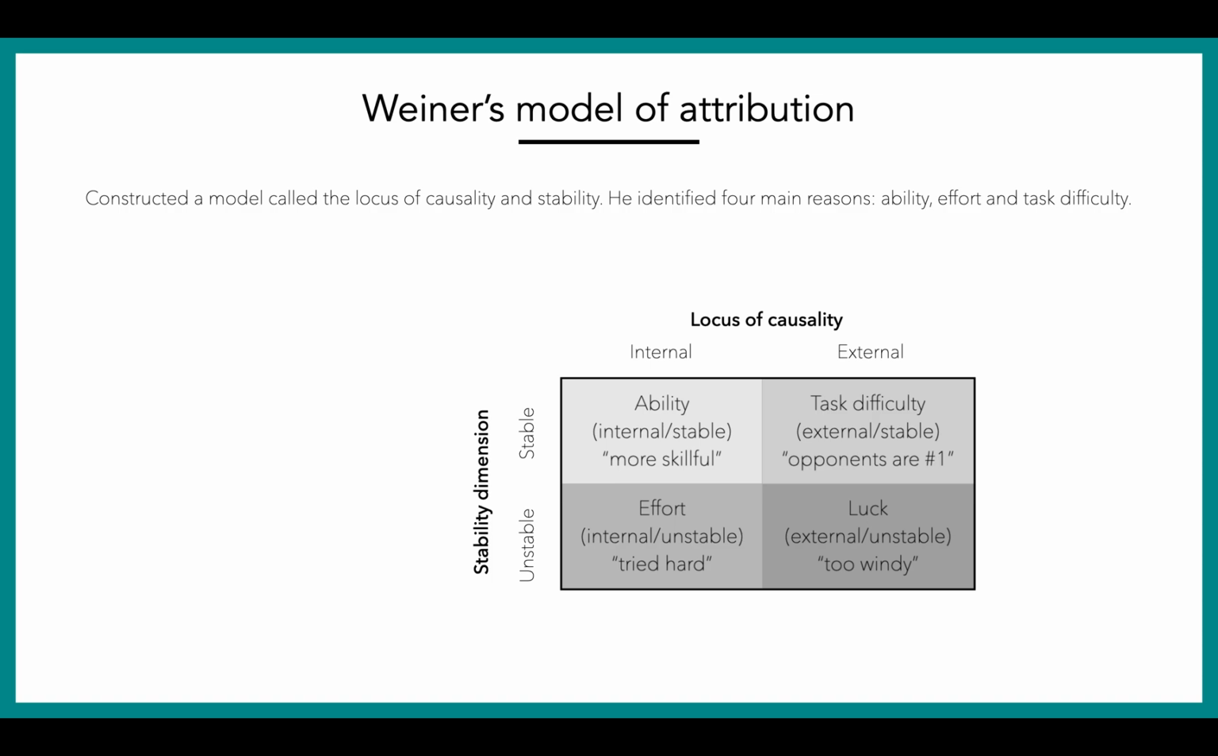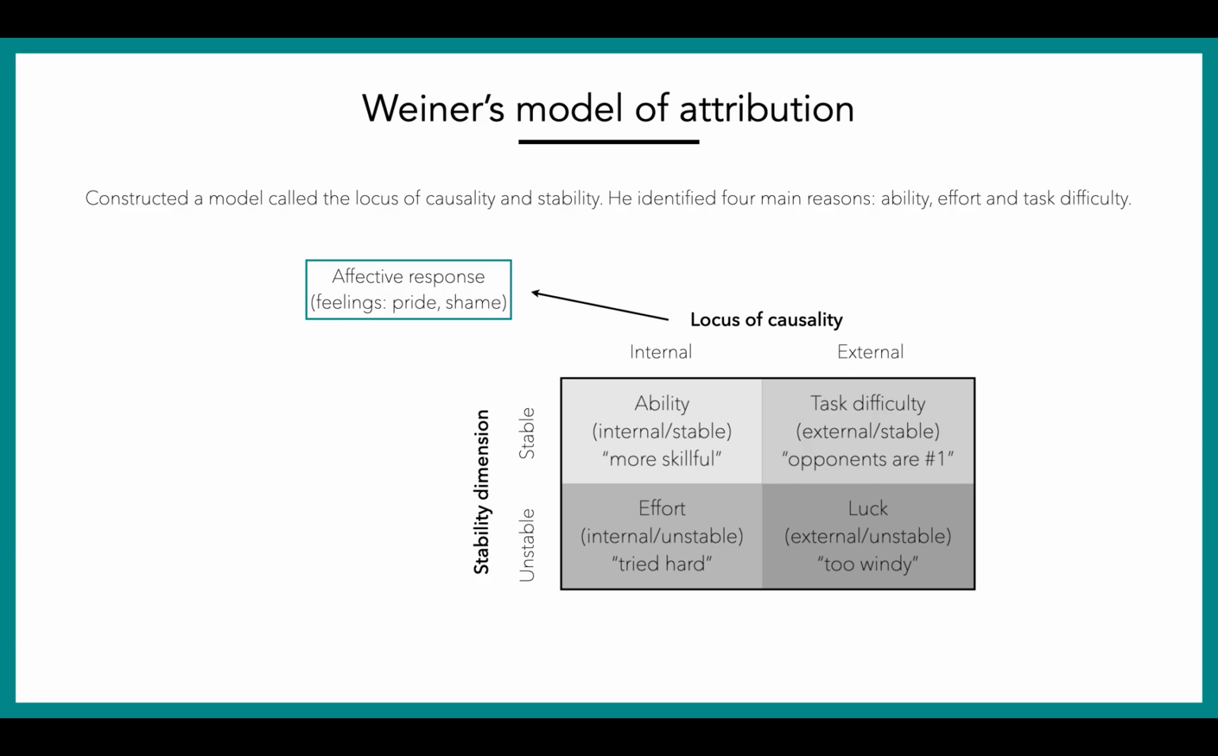So let's start with the locus of causality. Now, this refers to whether the individual perceives the cause of success or failure to be internal, so relating to themselves, or external, such as the environment or situation. And in Weiner's model there, you've got task difficulty. The locus of causality, this internal and external, links to emotions, our feelings, and attributions promote feelings of either pride or shame associated with that winning and losing.